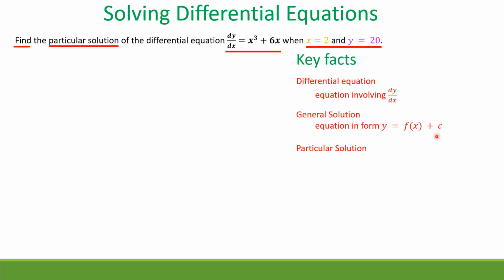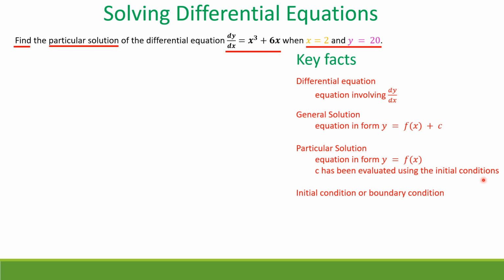But if you put in your initial conditions, which you can see up here, we get something called the particular solution. The particular solution is basically the equation y equals f of x without the c value, because you have put in your values of x and y to evaluate the value of c. So we know the value of c using the initial conditions, and the initial conditions or boundary conditions are the initial values of x and y. In this case, our initial or boundary conditions are x is 2 and y is 20.